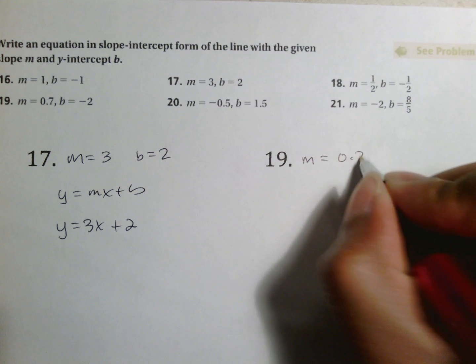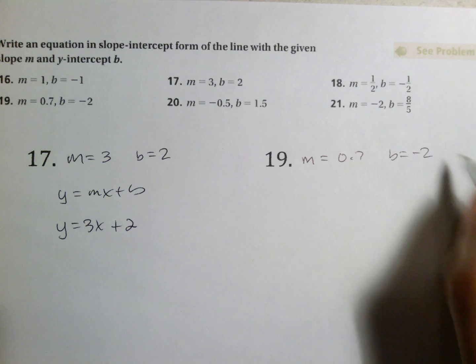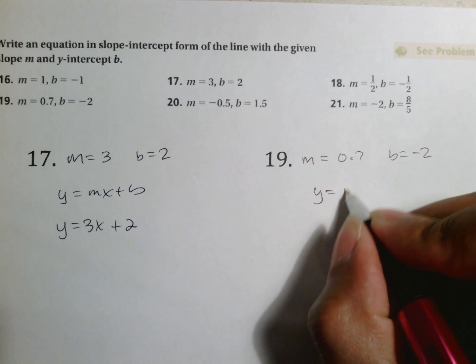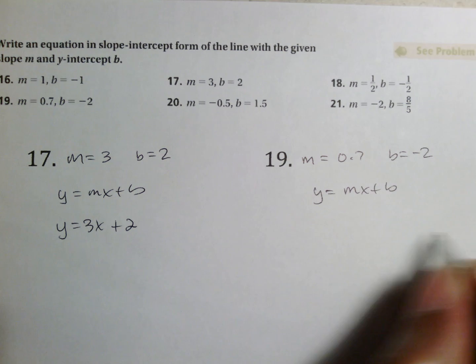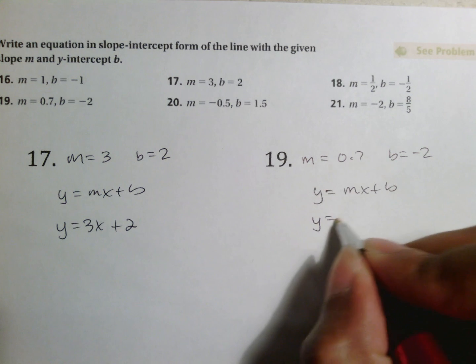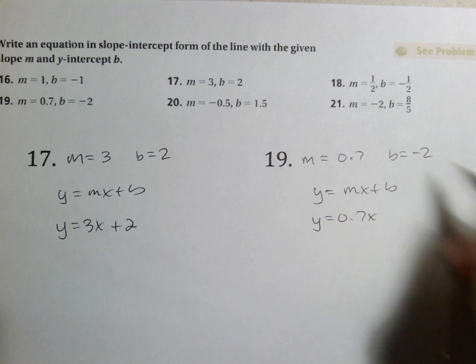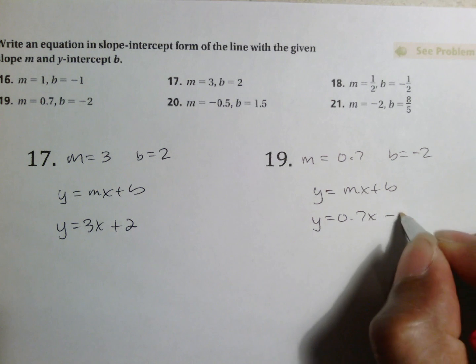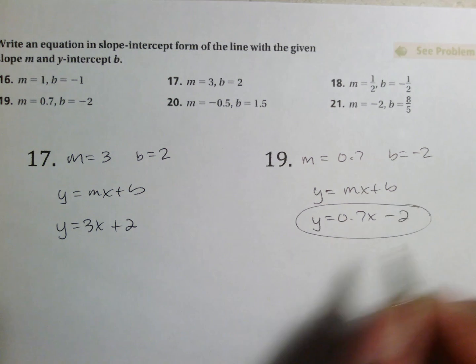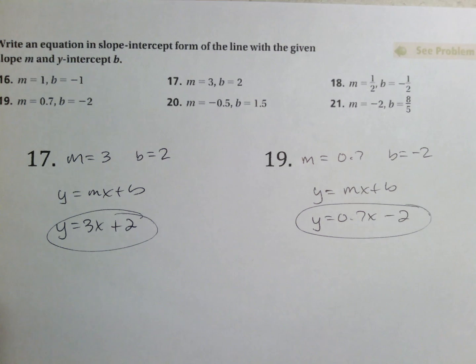19, m is 0.7. B is negative 2. Again, using the slope-intercept form, mx plus b, it means that we're going to turn this into 0.7x. And instead of writing plus a negative 2, because it's negative, we can just put minus 2. And those would be our two answers there.